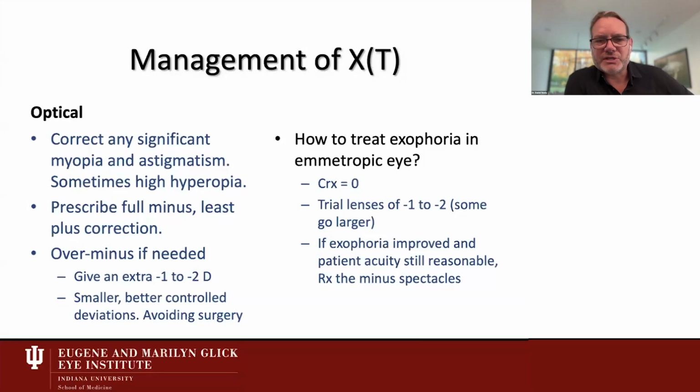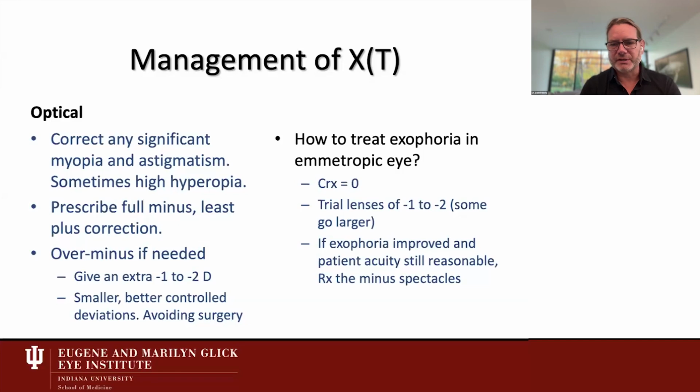Now, sometimes these kids are surprising in that they'll actually be high hyperopes, and they're just so blurred that they kind of give up their accommodation, and they'll actually be XT even though they're a high hyperope. And in that case, you do want to correct most of their hyperopia so that they're doing more normal amounts of accommodation, and then see what their alignment is. There's always the topic of over-minusing for intermittent XT, and I do over-minus some kids, but I'm not a huge fan of it.